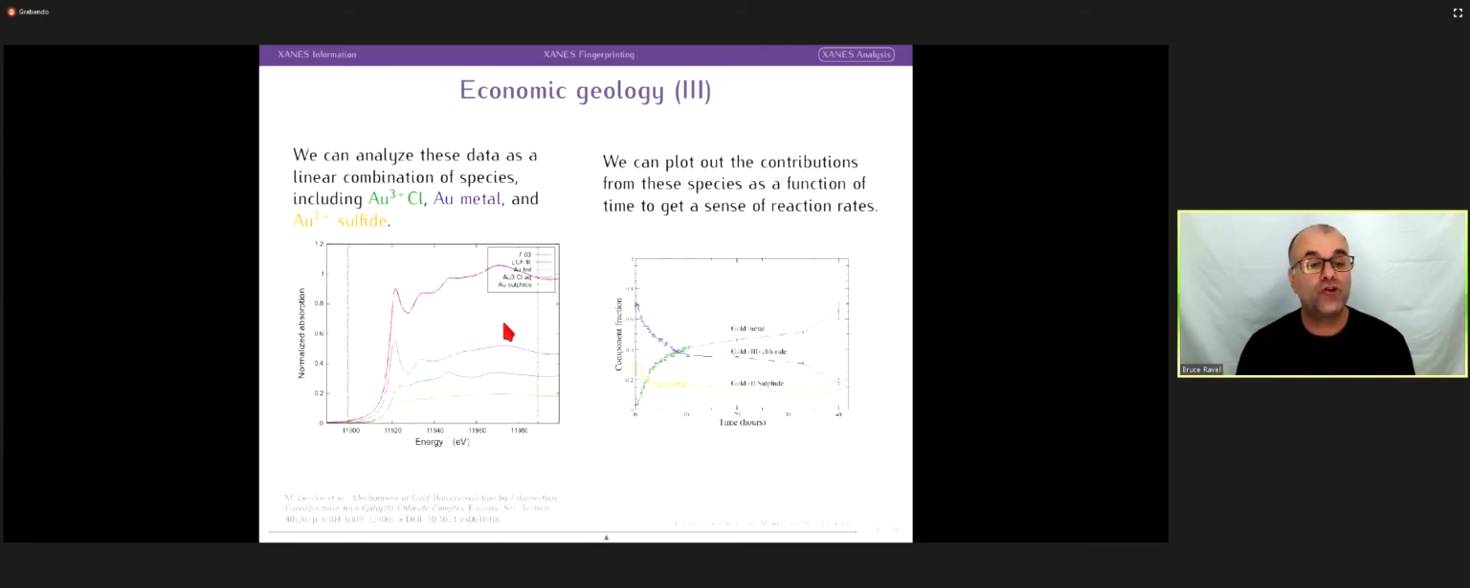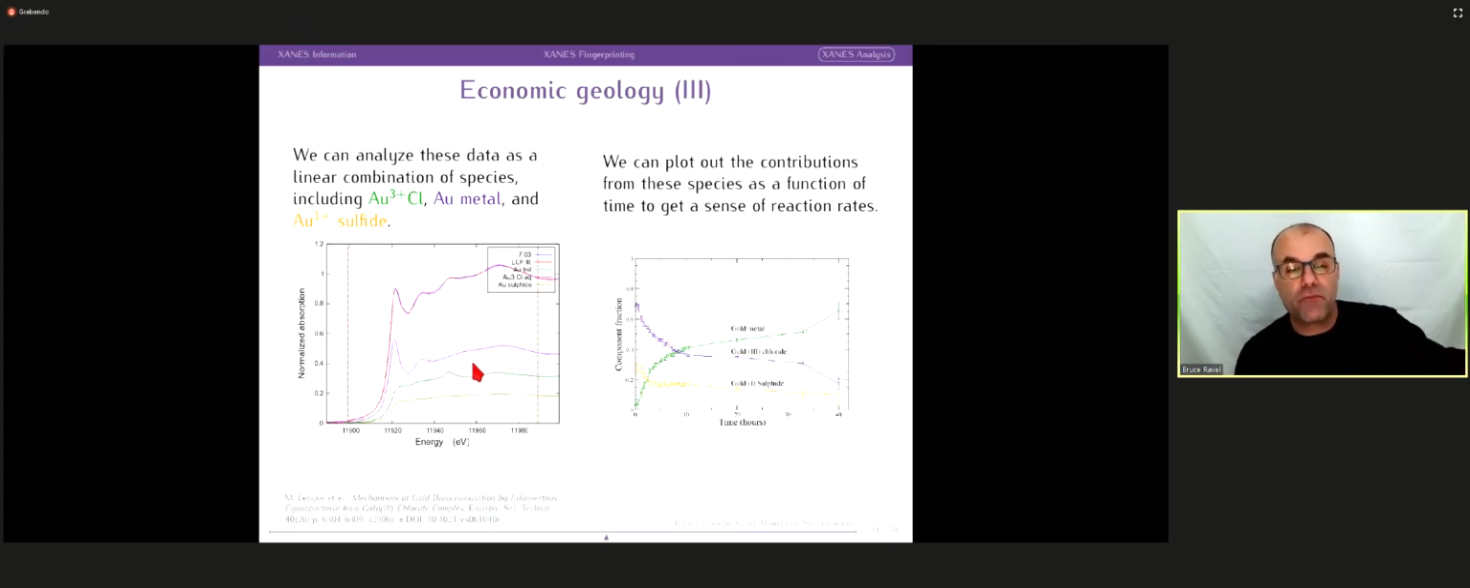We can do an analysis where we try and fit a measurement, and here's a measurement after 7 hours, where we try and fit a measurement as a linear combination, some amount of gold metal, some amount of gold chloride. We can try and do the analysis and we don't get a very good result. We can't quite fit all of these features perfectly well until we introduce the spectrum of gold sulfide into the analysis.